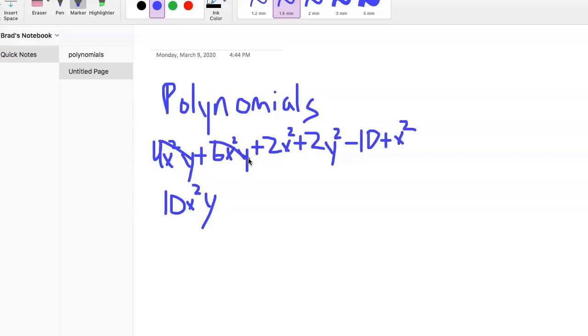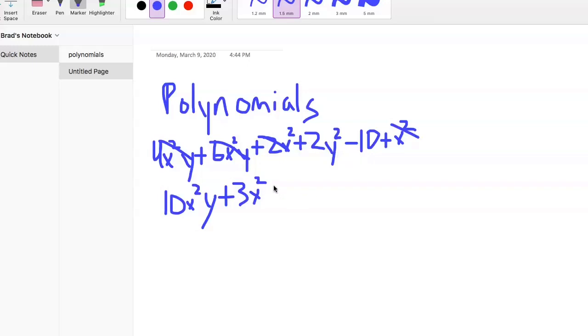Okay, and then as we're going down the list, the next one is 2x squared. Now, is there anything else with an x squared in it? So we got 2y squared, so that's a no. We got minus 10, that's a no, but we got this x squared here, right? So 2x squared plus x squared, 3x squared. Okay, cross these guys out. All right, we've already gotten rid of most of them. And then we're just left with this 2y squared minus 10, right?